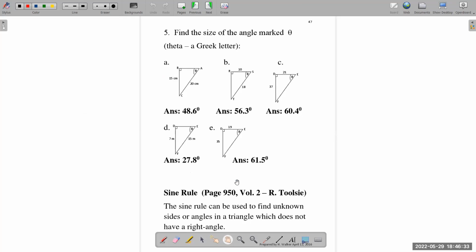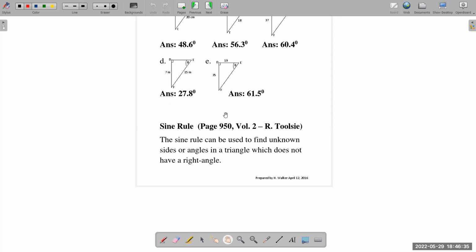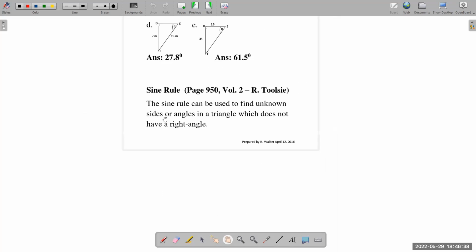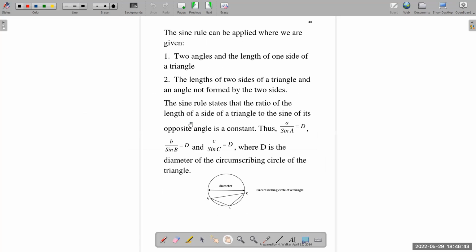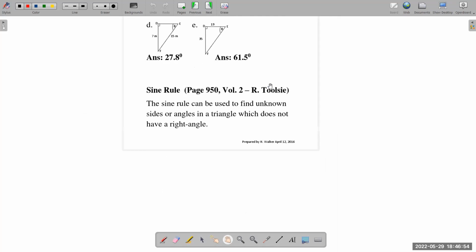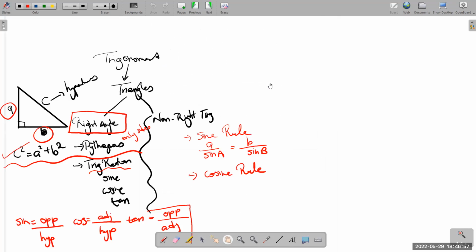So this is the sine rule here now. The sine rule can be used to find unknown sides or angles in a triangle which does not have a right angle. We know that. These are the two conditions: two angles and the length of one side, or the lengths of two sides and an angle that is not formed between them. So that's the difference. For the sine rule, the angle that you have cannot be between the two sides. So if they give you a and b and this angle here, you know you can't use the sine rule. Which one are you supposed to use then? The cosine rule. Everybody understand me?